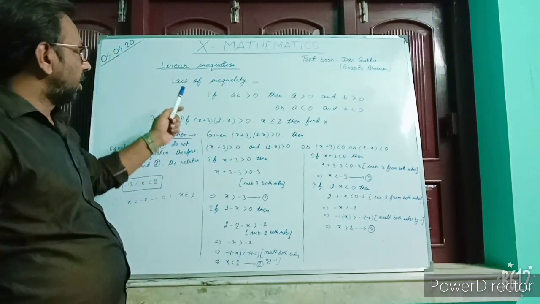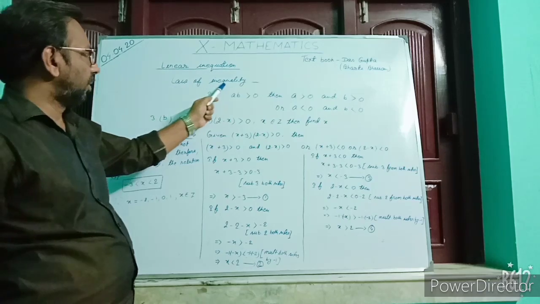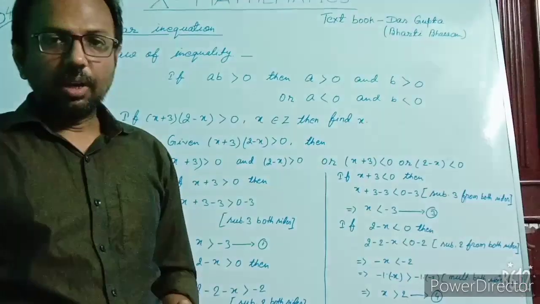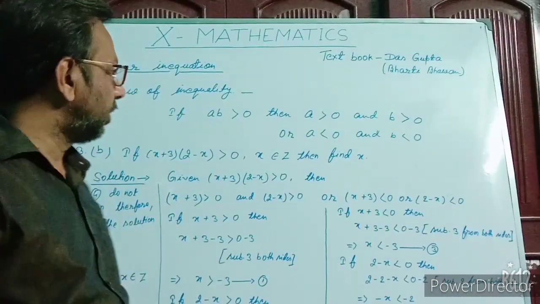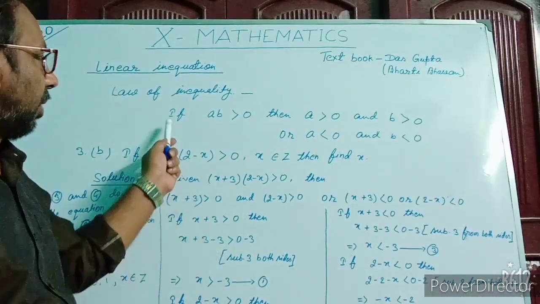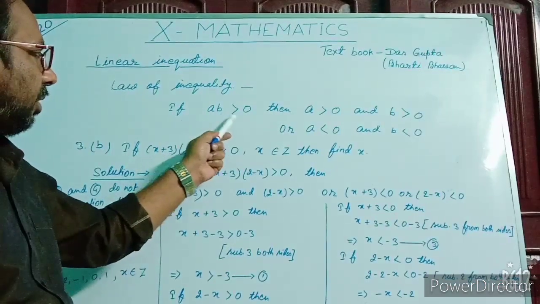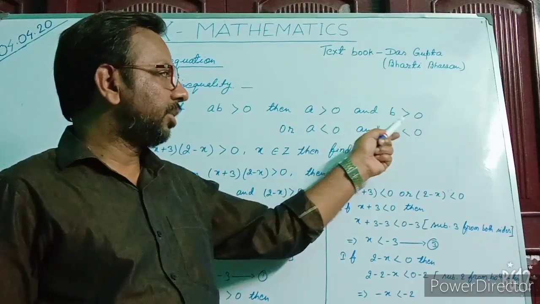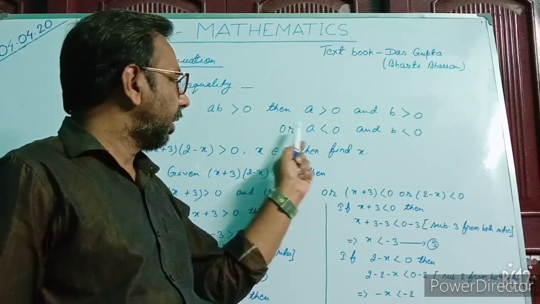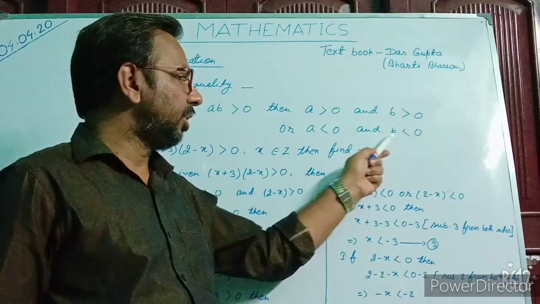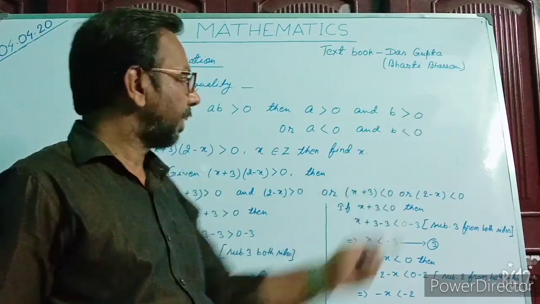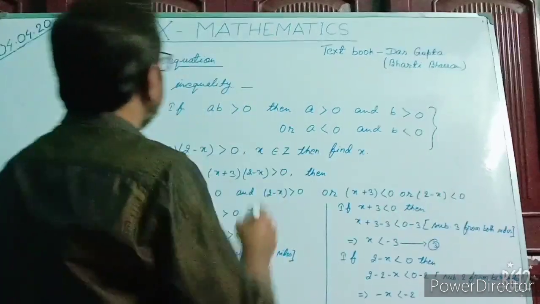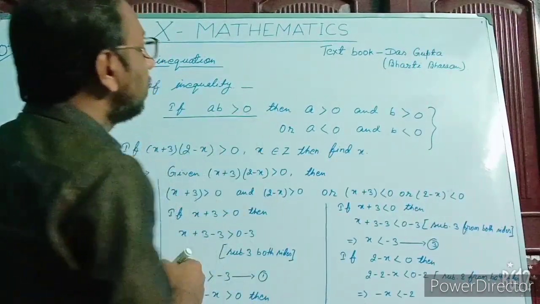Before starting the solution, I want to explain one law of inequality. You have studied several laws of inequality; one more I want to explain here. If AB is greater than 0, then A is greater than 0 and B is greater than 0, or A is smaller than 0 and B is also smaller than 0. Both possibilities are there, in which case AB is greater than 0.